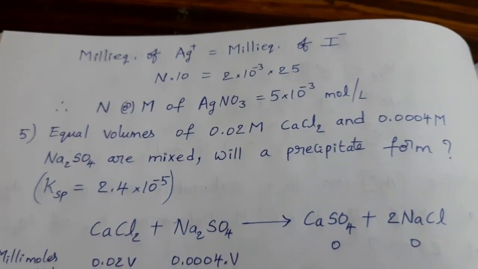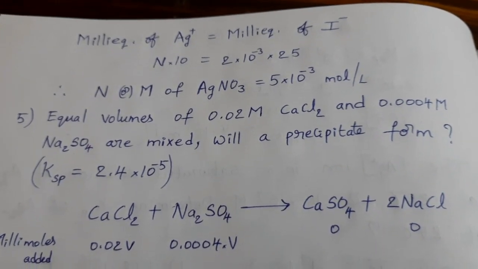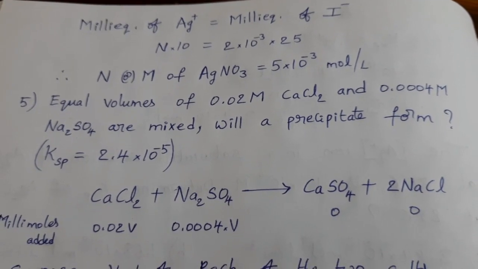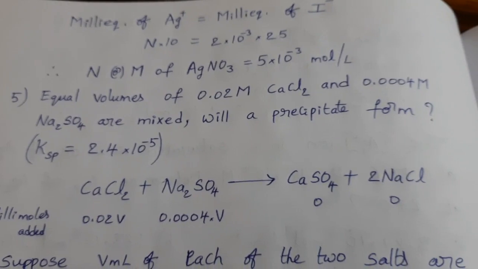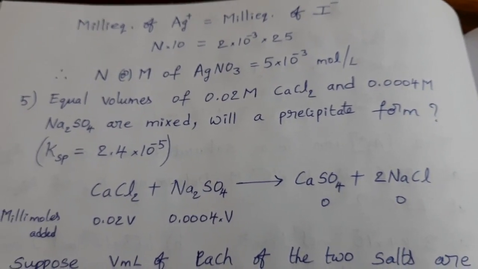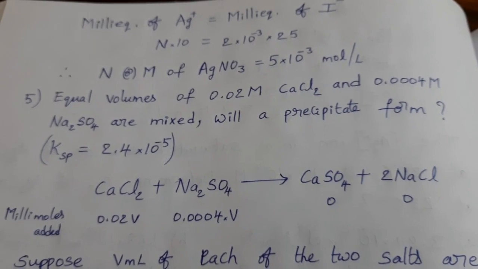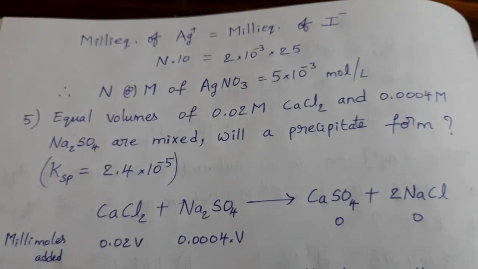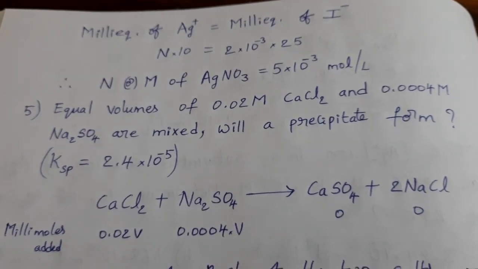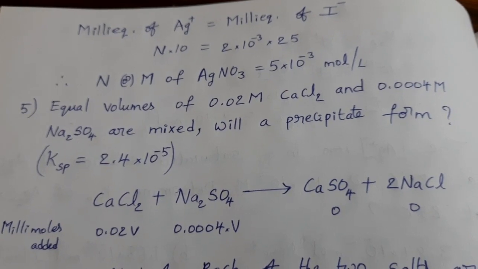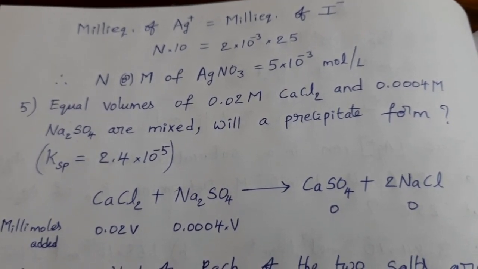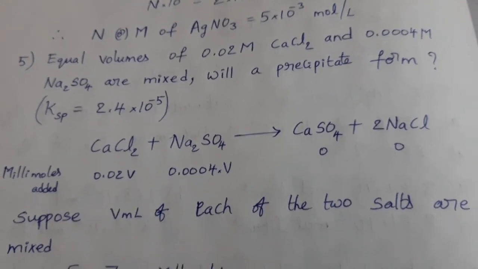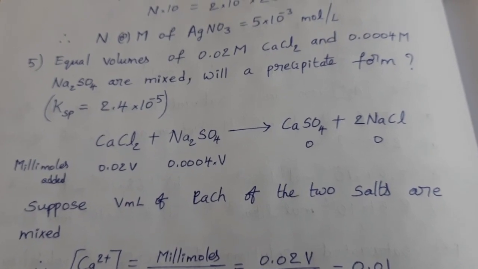Equal volumes of 0.02 molar calcium chloride CaCl2 and 0.0004 molar Na2SO4 are mixed. Will a precipitate form? Ksp is given as 2.4 into 10 power minus 5. See this carefully. Two different salts are given, but the volume is equal and the concentration is different: 0.02 molar calcium chloride, 0.0004 molar Na2SO4. The reaction is CaCl2 plus Na2SO4 gives rise to CaSO4 plus 2NaCl.